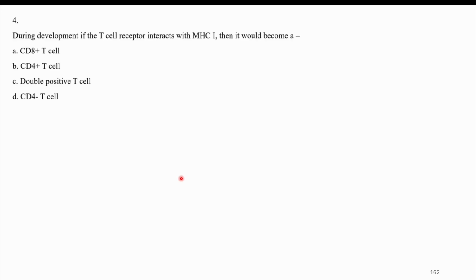Next question is, during development, if the T cell receptor interacts with MHC1, then it would become a CD8 positive T cell, CD4 positive T cell, double positive T cell, or CD4 negative T cell? You guys should answer this within like 5 seconds, but still we'll have 1 minute, and your time starts now.